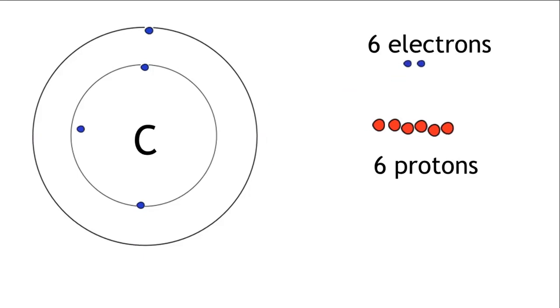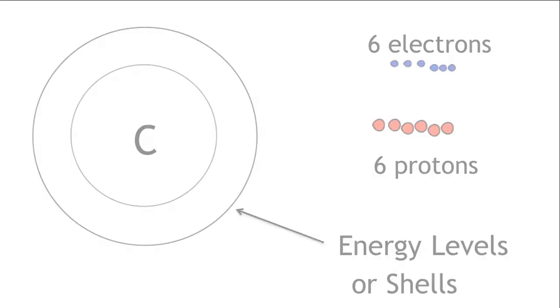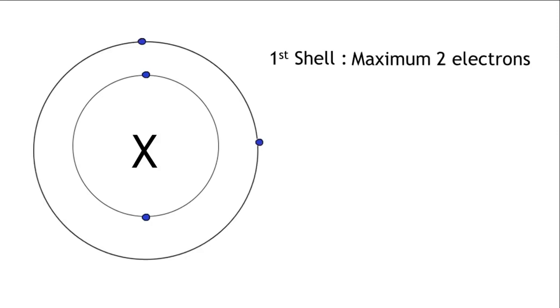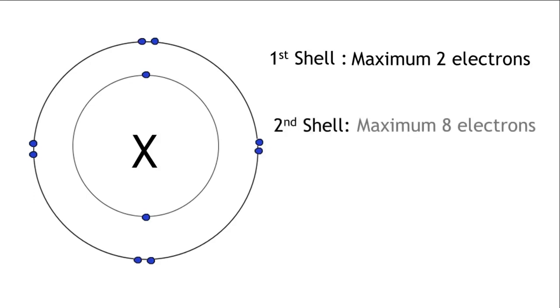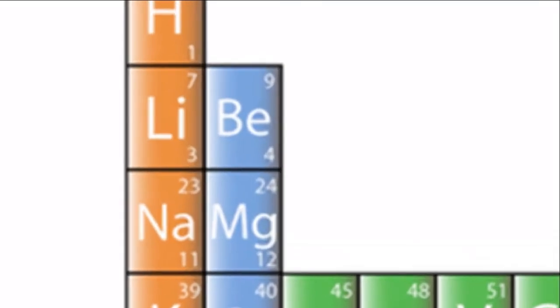The electrons in the atom are organised around the nucleus in different energy levels or shells. Shells can only hold a certain amount of electrons. The first and innermost shell can only hold a maximum of 2 electrons. The shells which come after this can hold a maximum of 8 electrons. Let's look at some arrangements.